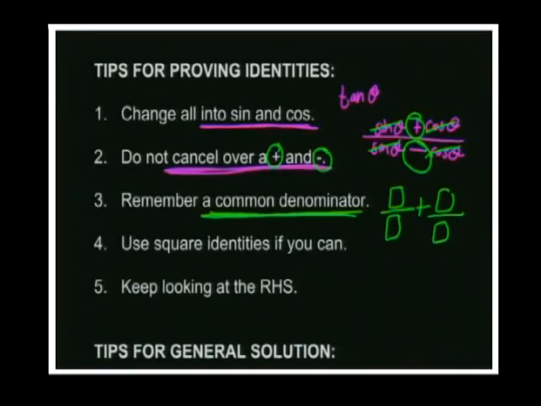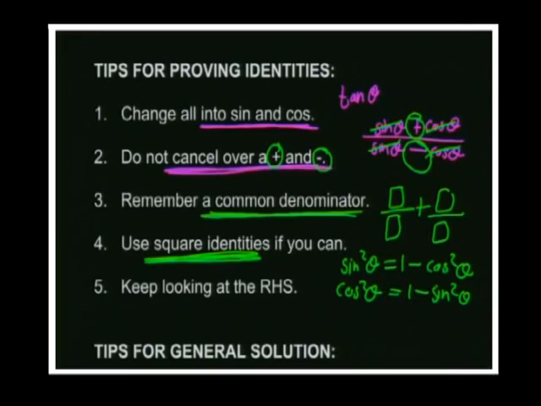Okay, then point number 4, use square identities if you can. What I mean here is, I've just mentioned it though, they can ask it like this, the square identity, or they can ask you to substitute this instead of cos squared theta. So you need to know how to interchange between the square identity given.